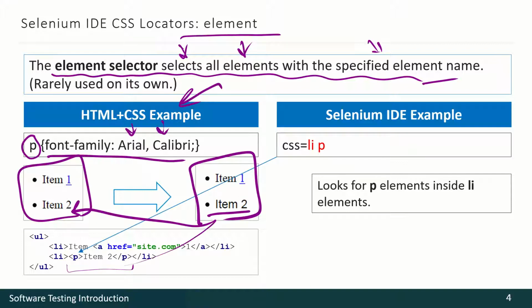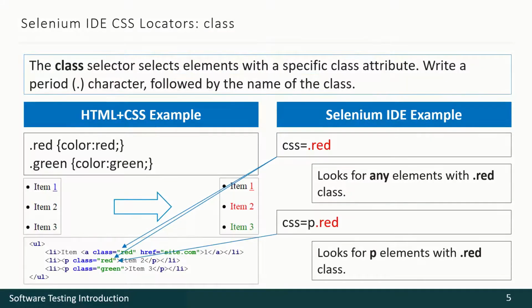And how can we use Selenium IDE locators to locate such elements? We write CSS, then we write LI and P, so it looks for paragraphs inside of list item elements. Here it is, P element inside of LI element.